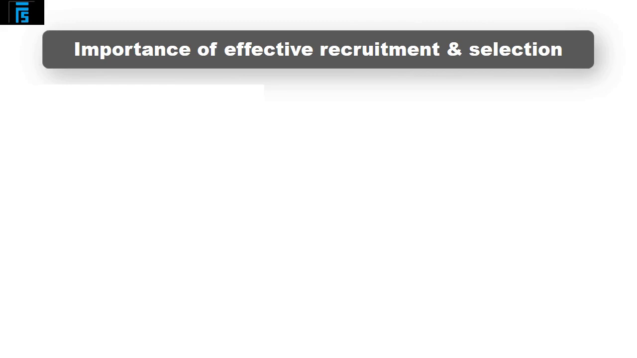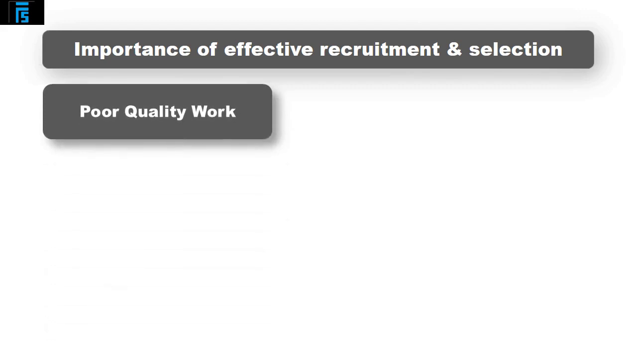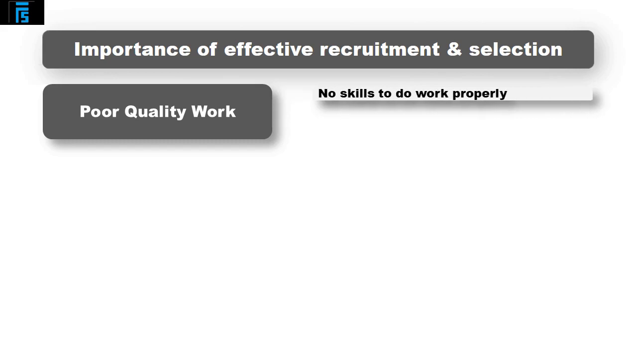So, first of all, you can see the recruitment and the selection process. What happens if we don't have the correct staff? First of all, work will be of a poor quality. If we don't get the correct staff, they may not have the skills to actually do the work properly, so they may just perform it very poorly. So poor quality work. Why does that matter?